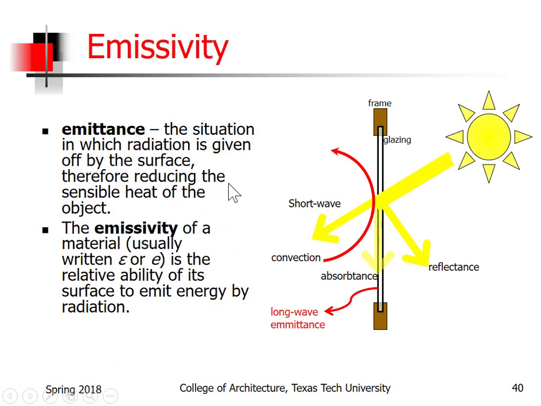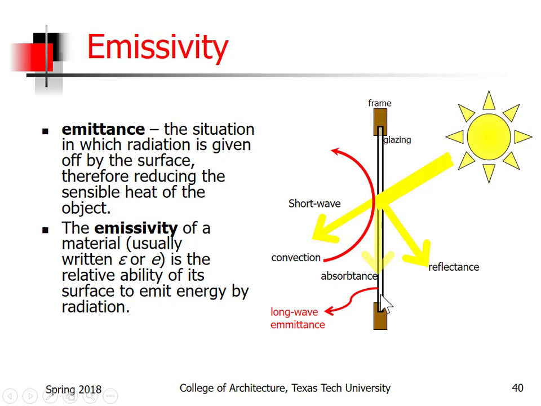I've been talking about this thing called emittance or emissivity. Emittance is when energy radiates off of a surface into a space. It doesn't just apply to glass. It could be a wall. It could be any surface that emits radiation or heat. If a wall had sunlight shining on it and was heated up, it would start emitting that heat from it. Okay, and that's called emittance.